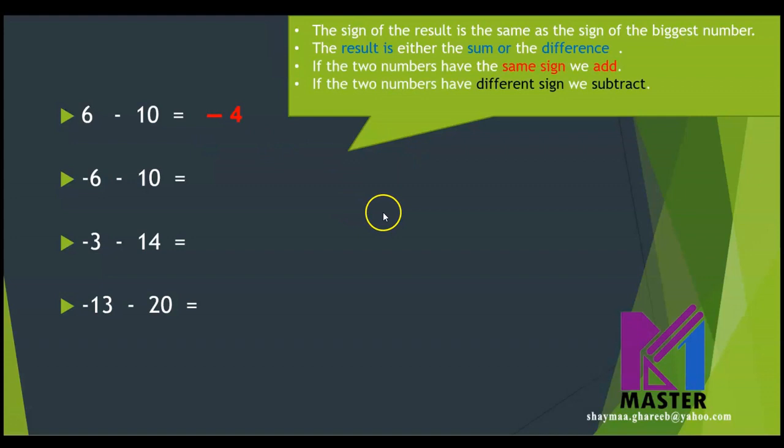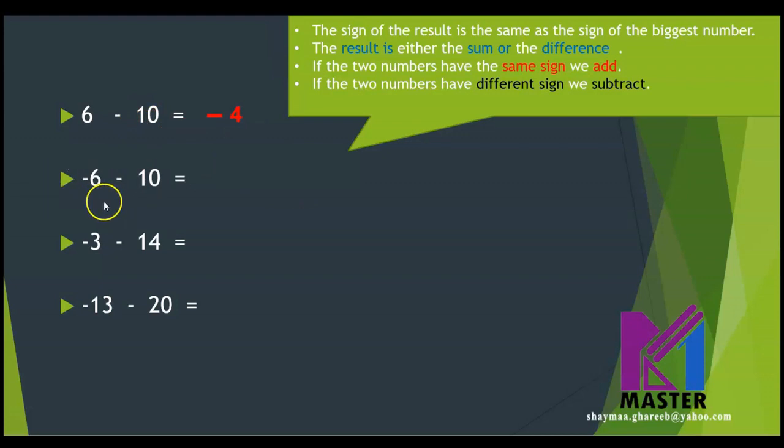So we can also say, as we said before, the result follows the sign of the biggest number. The biggest number is 10, it has a subtraction sign. It's the same as a negative sign, so the answer will be negative.